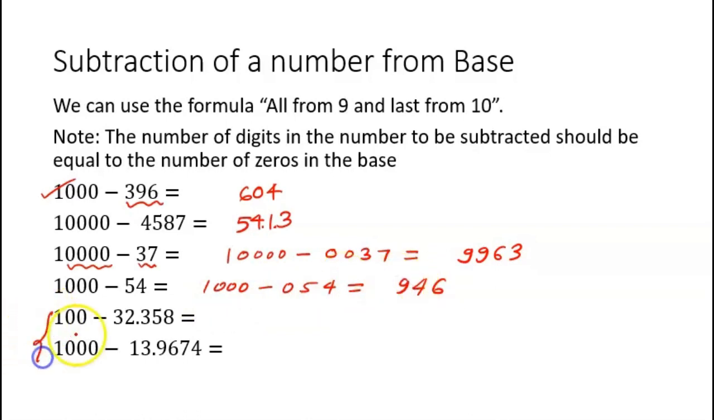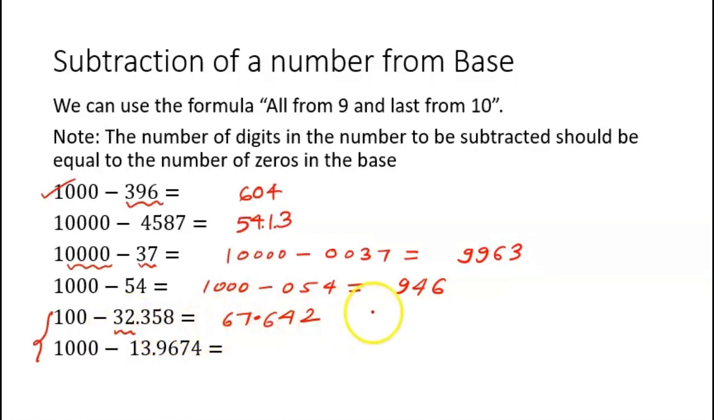Now in the last two problems we have decimals, so there is no change in the process, it will remain the same. The only thing that we need to be clear about is that the number of digits before the decimal, like here we have 32, so there are 2 digits in 32, and the number of zeros in the base should be equal. Rest of the process remains the same. So we start with last from 10. So 10 minus 8 is equal to 2. 9 minus 5 is equal to 4, 9 minus 3 is equal to 6, and I will place the decimal because there is a decimal here, and then 9 minus 2 is how much? 7, and 9 minus 3 is equal to 6.